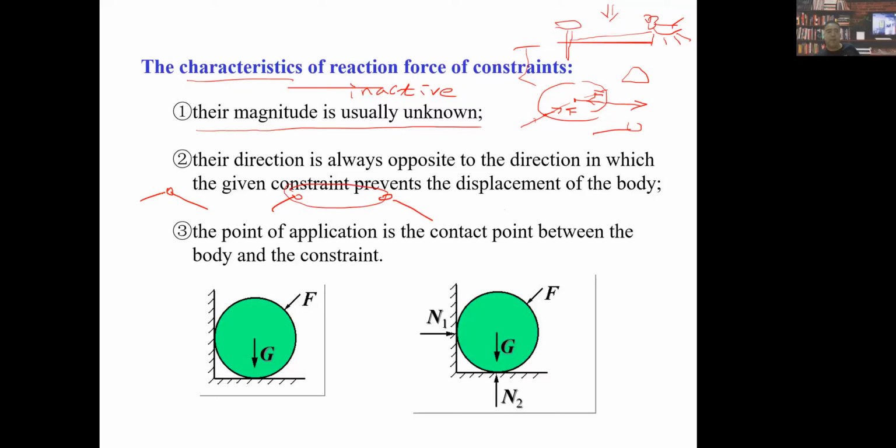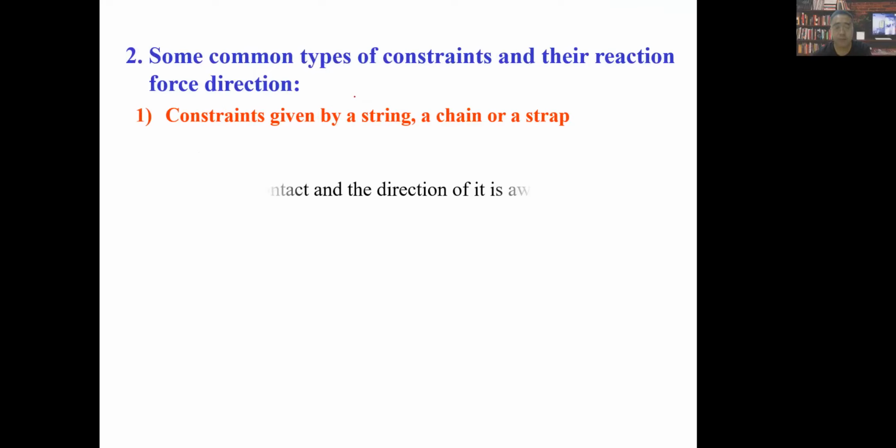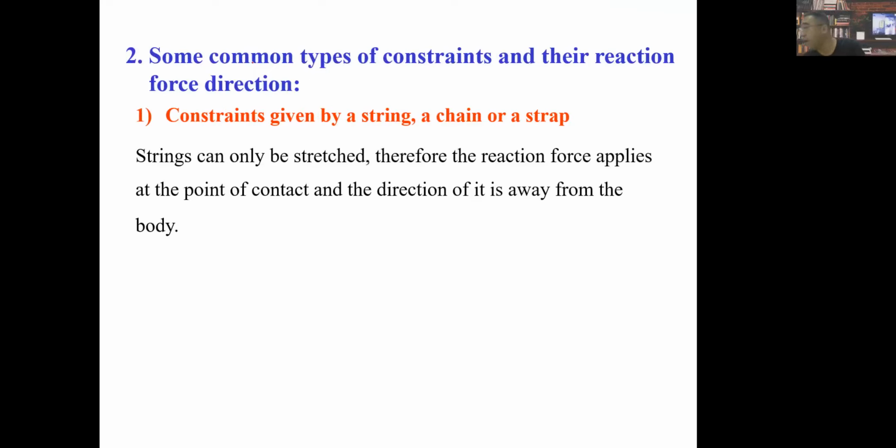We always talk about two bodies in contact, which have some common point. Then we talk about the constraint reaction force and its direction, right? So I think this page is very useful for you to understand the characteristics of the reaction force of a constraint. Then we'll move to this page, where we'll talk about some common types of constraint and their reaction force directions.